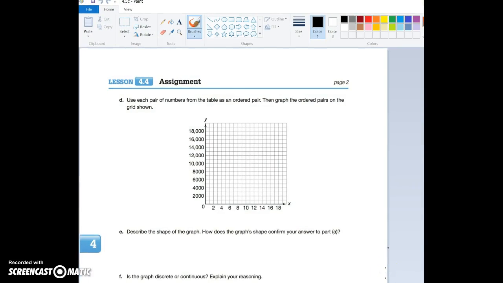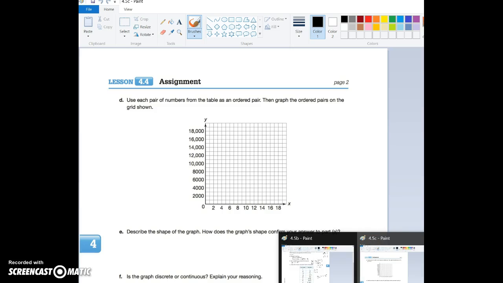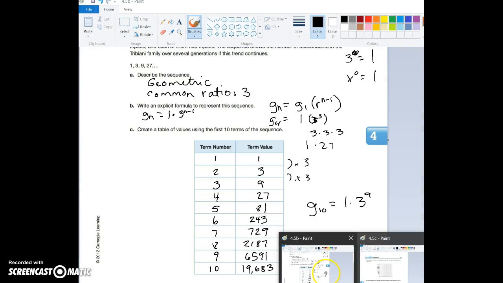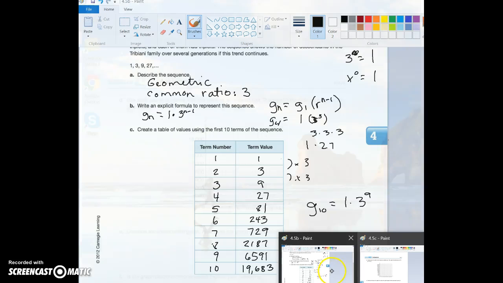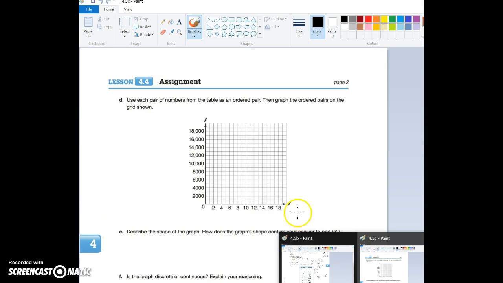So now I'm going to use each pair of numbers from the table as an ordered pair and graph the ordered pairs on the grid shown. So let's see. I need to look at my numbers. I got 1, 1; 2, 3; 3, 9; 4, 27; 5, 81. I think I'm going to start with my 10, because that I think is going to be easier. 10, 19,683. So I'm going to go to here.